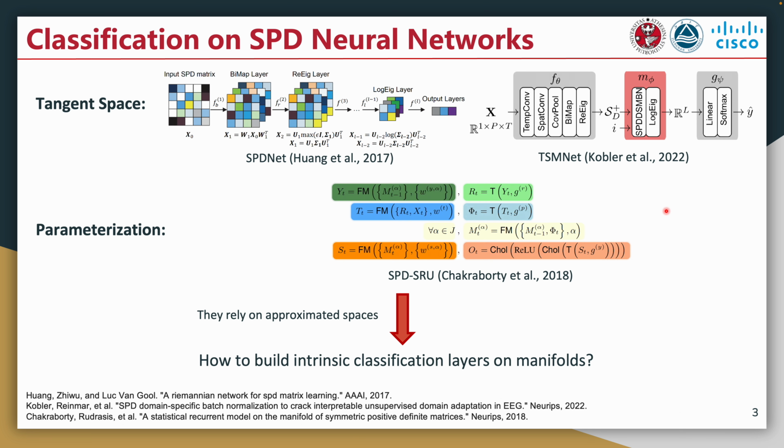There are several networks where the hidden and input features are SPD matrices. Most of these networks rely on classifiers in proximity spaces, such as the tangent space or coordinate system. So their classifiers will distort the inner geometry of the manifolds. In this paper, we propose a Riemannian classifier directly based on the geometry of SPD manifolds.